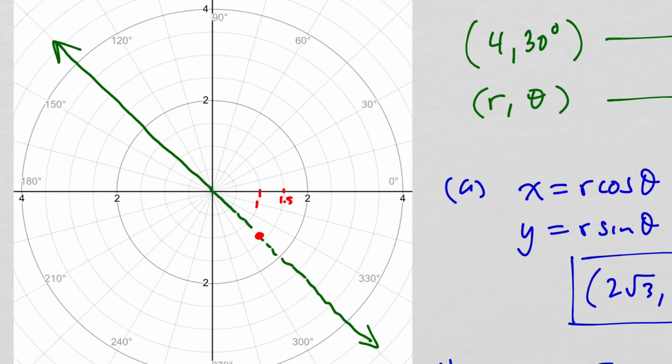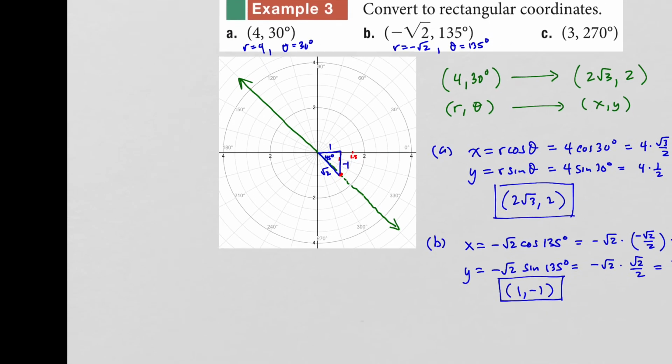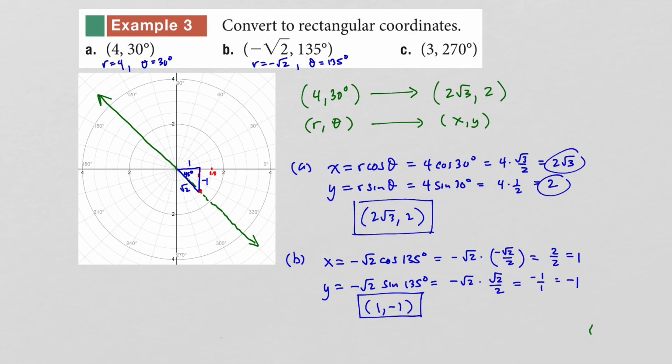Now, it's a little bit harder to see this, but if you draw a right triangle there, the hypotenuse is radical 2. You know that this angle is 45 degrees. So we have a 45, 45, 90 triangle there. So the x value here is 1, and the y value is negative 1. Right? And that's what we got. We got 1, negative 1. But again, it's just much more efficient to simply use the formulas.